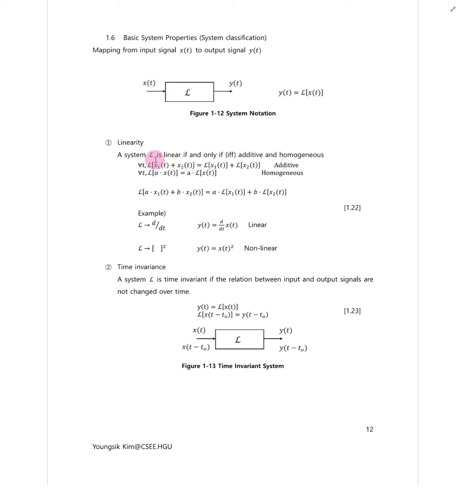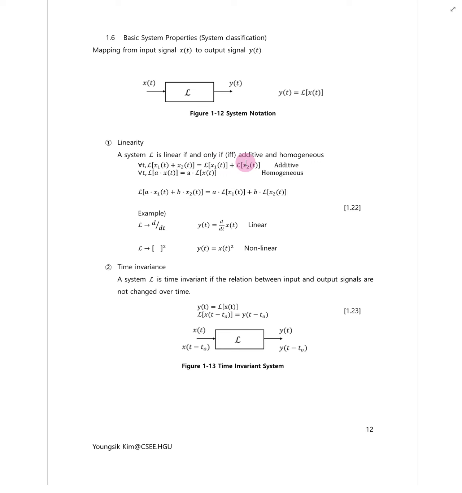A system is linear only if the additive and homogeneous properties are satisfied. Here is the definition of additivity. When the sum of the inputs is applied to the system, the output should equal the sum of the outputs obtained when inputs x1 and x2 are applied separately.